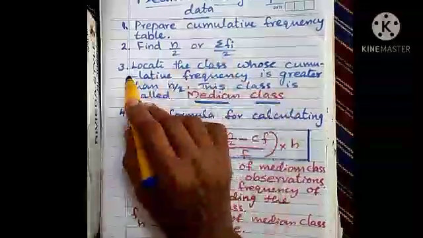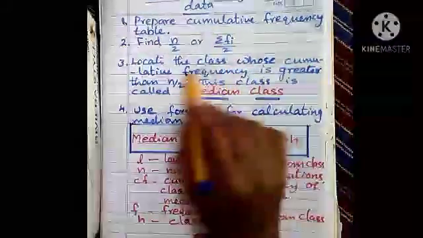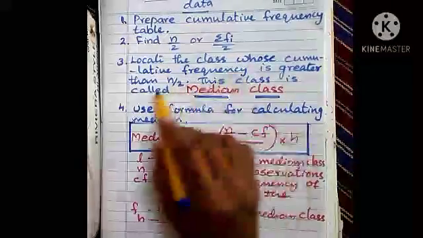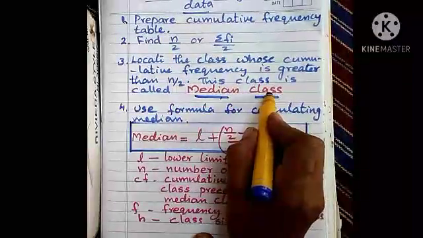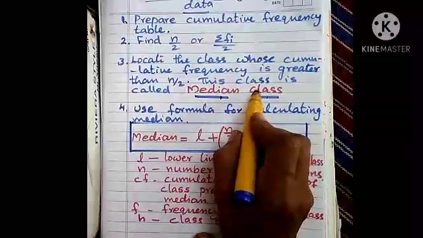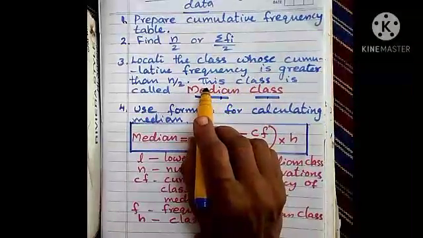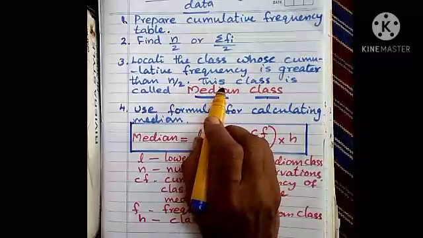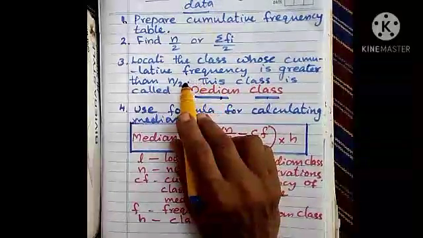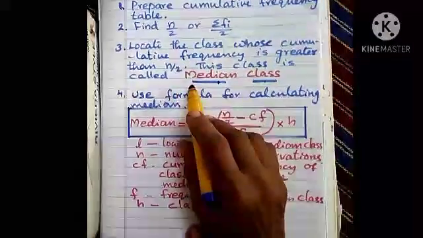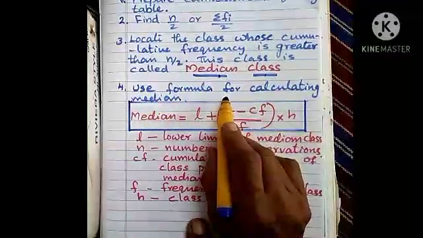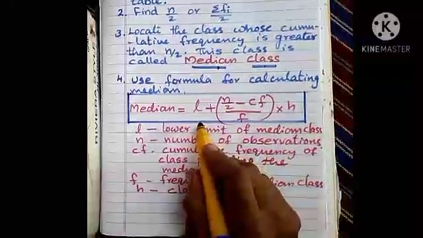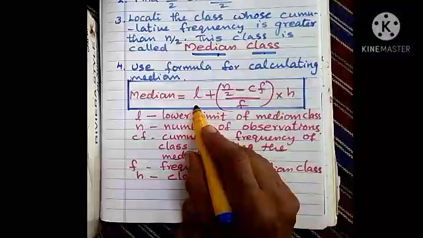Third step, locate the class whose cumulative frequency is greater than n by 2. This class is called median class. So here we need to select a median class which is having cumulative frequency greater than n by 2, more than n by 2. Then next, use the formula for calculating median. After finding this median class, we need to select the formula. This formula you need to learn by heart.